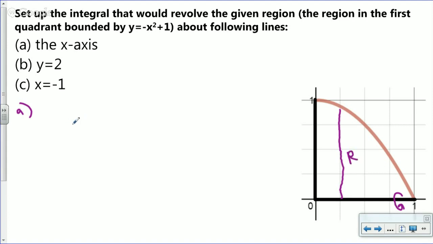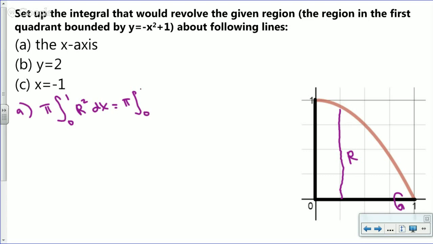Okay, so remember the formula for disk is pi times the integral. Now will this be dx or dy? This will be dx because horizontal axis of revolution. So pick x values here. So we're going from 0 to 1. And it will be capital R squared dx.